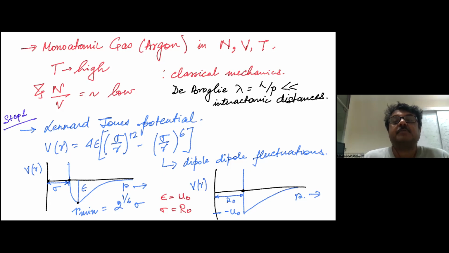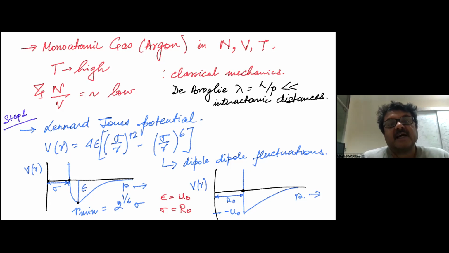On the other hand, if N by V, that's the density, is intermediate, then you could have a condition where the box has two separate regions, one of which is full of liquid, at high density, and the other part of the system is gas, at low density. So even with these interacting systems, argon does liquefy at sufficiently low temperatures and pressures.